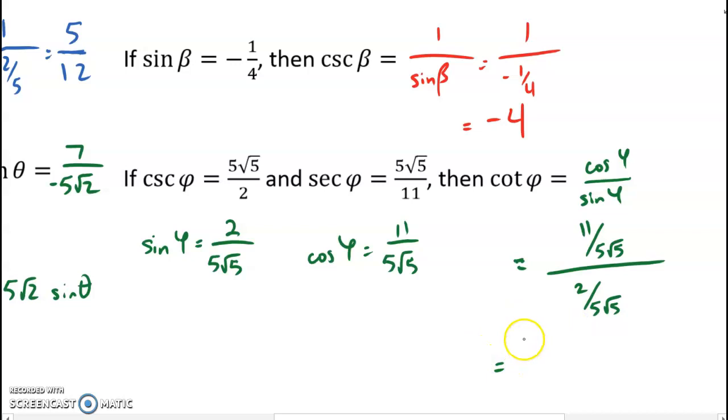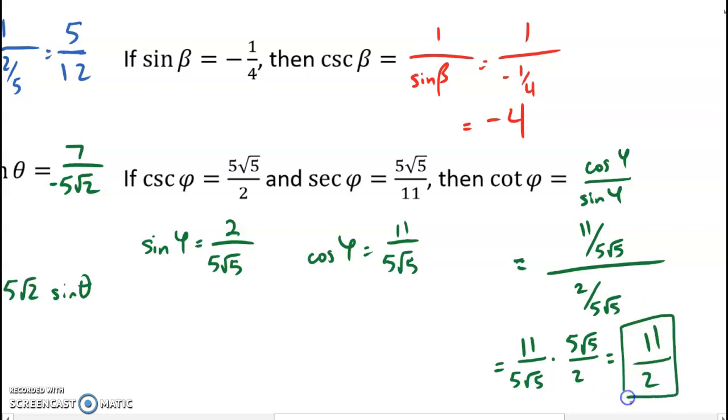And we can change that to a multiplication problem, because dividing by a fraction is the same as multiplying by a reciprocal. And the 5 root 5s cancel out, so we end up with 11 over 2. Deceptively simple answer compared to the scary looking beginning of this problem.